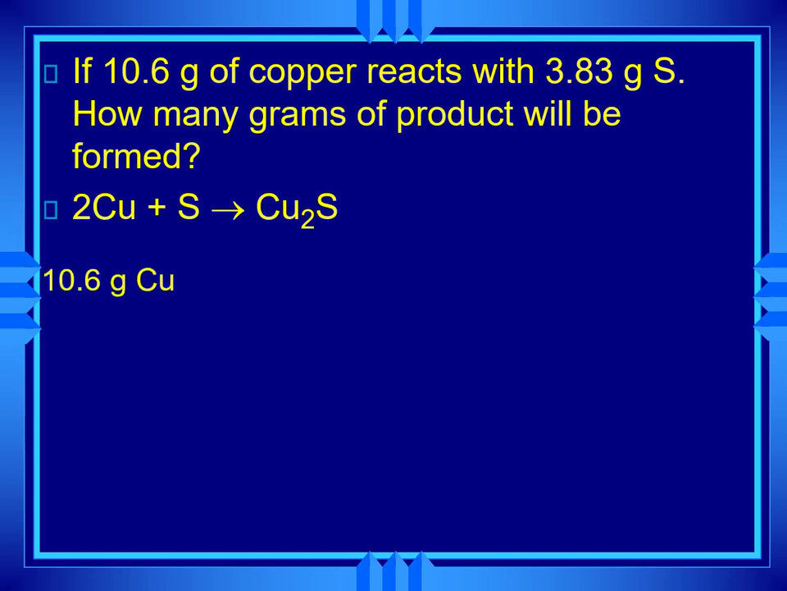So, what's the balanced equation? Copper plus sulfur makes copper 1 sulfide. Copper's 1 plus, sulfur's 2 minus. Crisscross, get Cu2S. Balance by putting a 2 in front of copper.